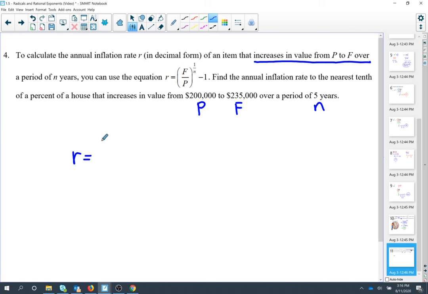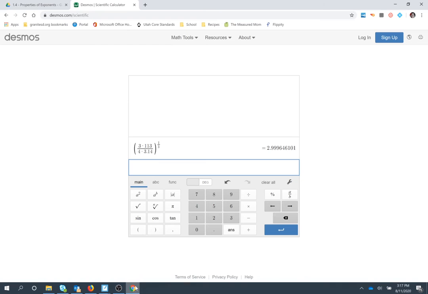So if we substitute that all in, we're dealing with F, 235,000, over P, 200,000, to the power of 1/5, and then don't forget the minus 1. Now, once again, using your phone, probably not the prettiest on this, so I'm going to go back to Desmos. This is actually a pretty slick calculator if you get used to it. We can leave this here. It'll let you do a couple things at once. So we just get a new line.